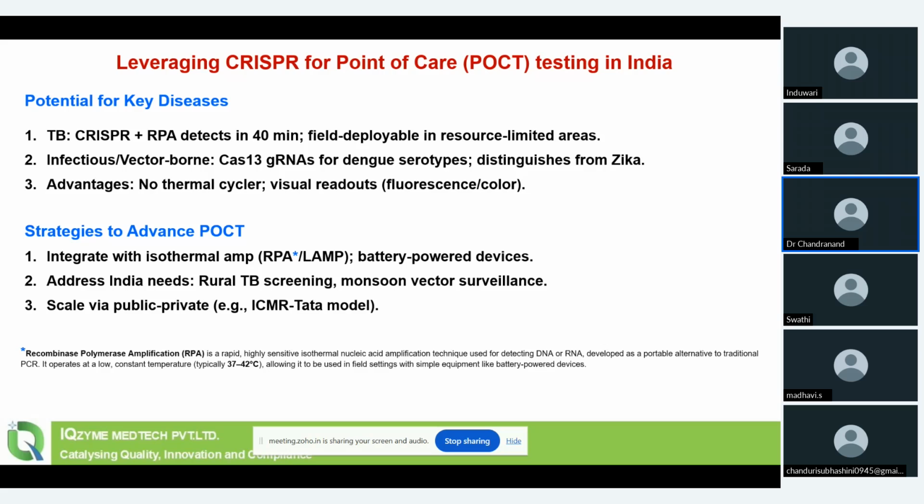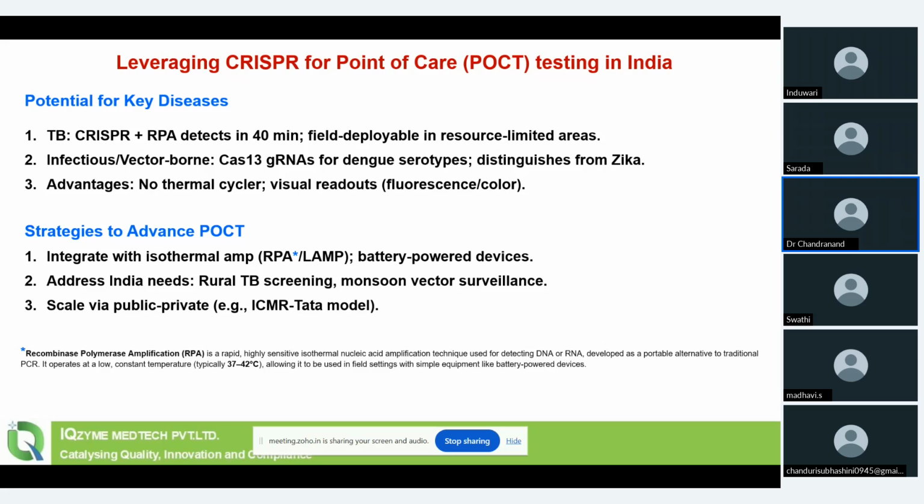In India, why I'm addressing India's needs is because in India we have very difficult and tough field conditions. So rural TB screening or monsoon vector surveillance during the monsoons, for diseases like malaria, chikungunya, and dengue, becomes difficult. But if you can develop POCT tests, point-of-care tests using these technologies, that will be really commercially scalable also.